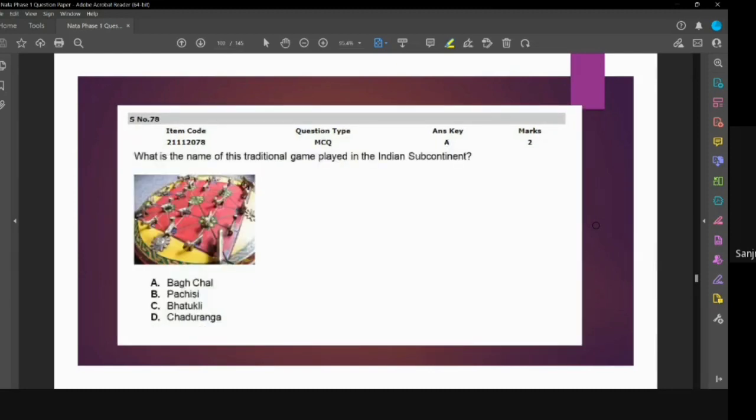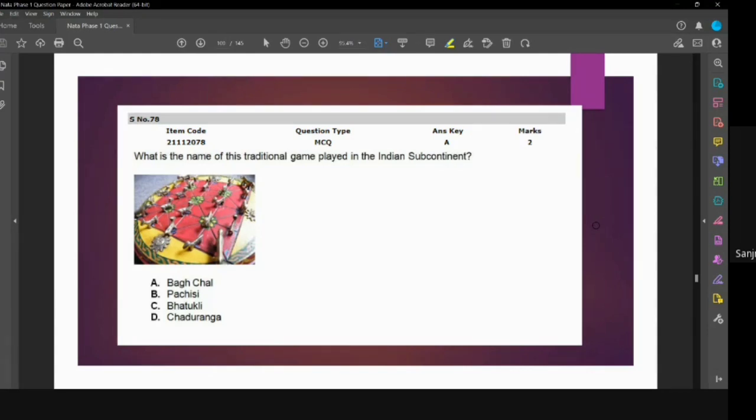Next question. What is the name of this traditional game played in the Indian subcontinent? ഈ ഇമേജിൽ കാണുന്നത് it is a picture of a traditional game that is played in the Indian subcontinent. ആ ഗെയിമിന്റെ പേരെന്താണെന്നാണ് ചോദിച്ചിരിക്കുന്നത്. Is it Bagchal, Pachisi, Batukli, or Chaturanga? The answer is Bagchal.